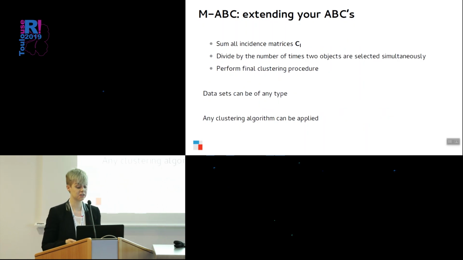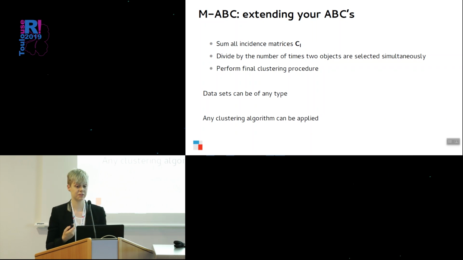Next, we divide this summed incidence matrix by the number of times two objects were selected simultaneously to convert it into some sort of a metric. On this final distance matrix or similarity matrix, we will perform a final clustering procedure, and that will be the end result.